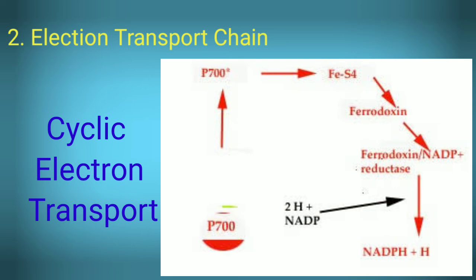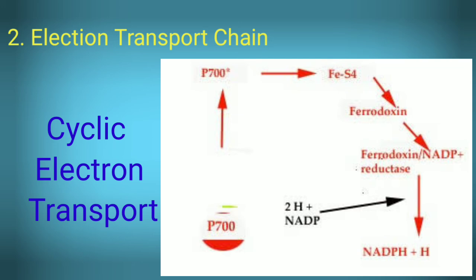One is formed when ferredoxin transfers the electron to cytochrome B, there one ATP molecule is produced, and the other one when plastoquinone transfers the electron to cytochrome F. So there also an ATP molecule is formed.